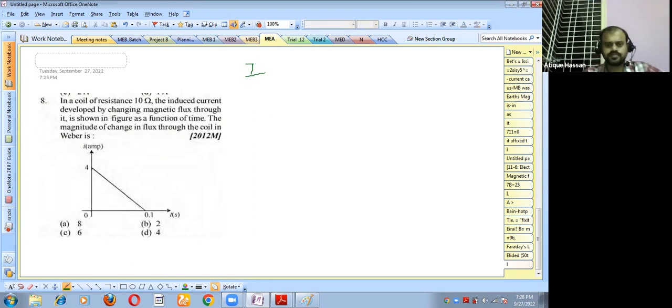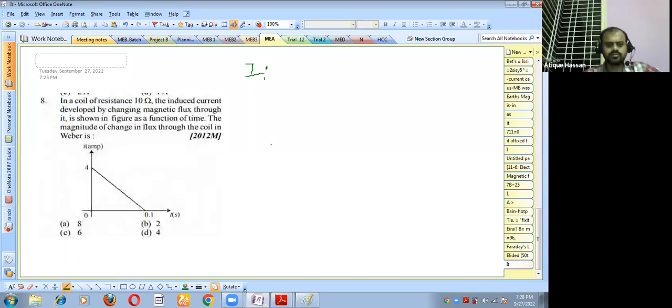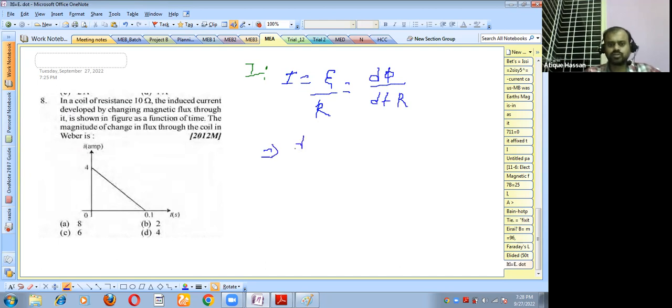Method 1. We know that I is equal to E by R, and we also know that E is equal to d phi by dt, right? Also we know that I is equal to dq by dt, so that is d phi by dt into R. So dt will cancel out.